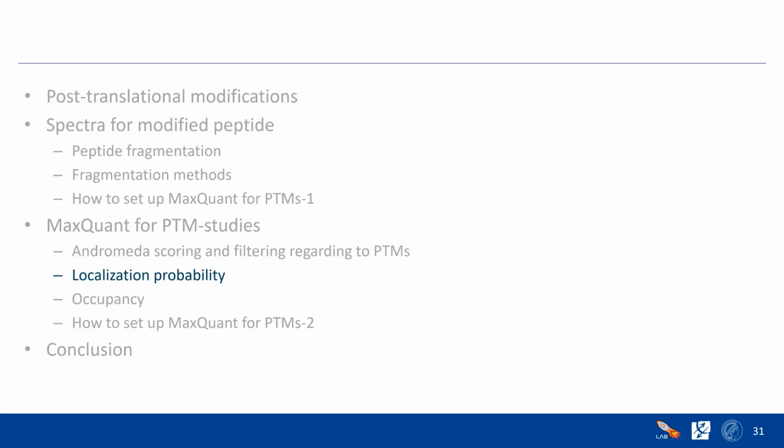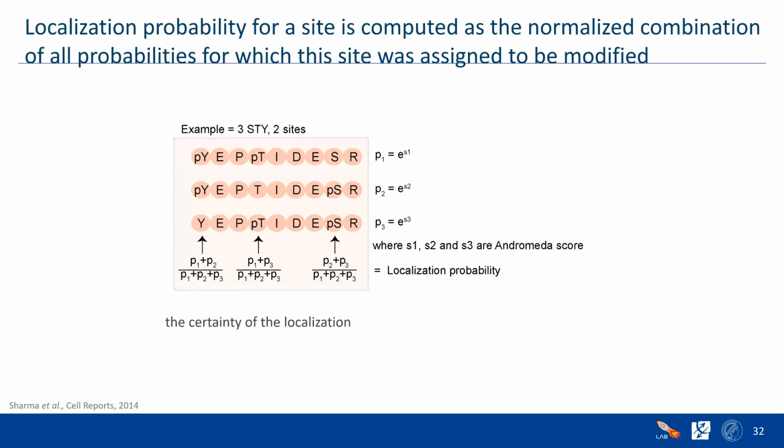Now let's talk about the localization probability. This shows us the certainty about localization. In this scenario, we have a peptide sequence and three possible phosphorylation sites: one is serine, and the other two are tyrosine. Because of the peptide mass, we know that two sites have been phosphorylated.